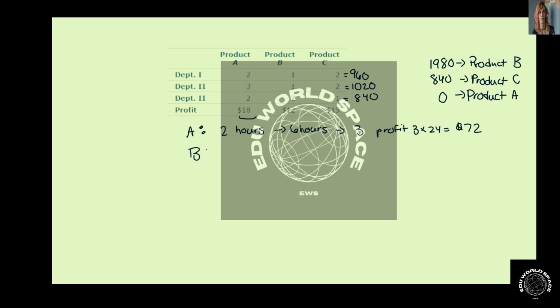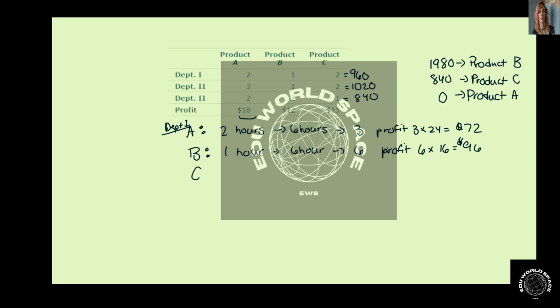Then for product B, and this is for department 1, sorry. For product B, it only takes 1 hour to make. Thus, 6 hours in that department 1 can produce 6. So the profit is 6 times 16, which equals $96.